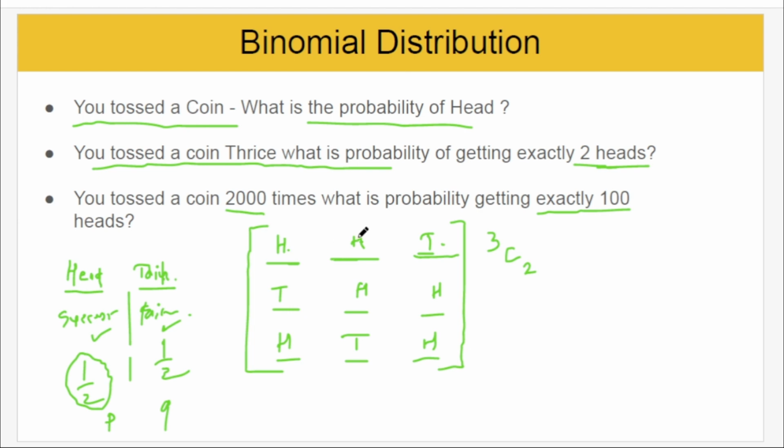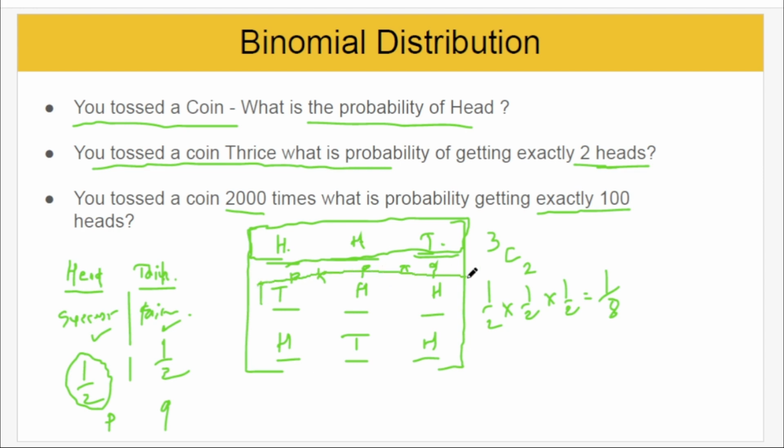Another question is: what is the probability of getting the outcome head, head, tail? It is success, success, failure: P into P into Q. So it is 1 by 2 into 1 by 2 into 1 by 2, which is 1 by 8. There will be 8 total outcomes, so getting any one of these will also be 1 by 8, and this will also be 1 by 8.